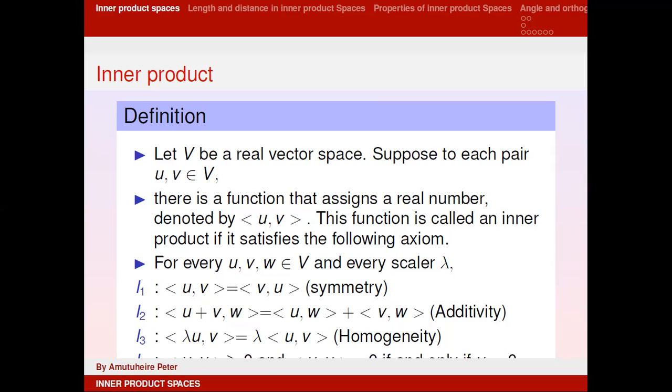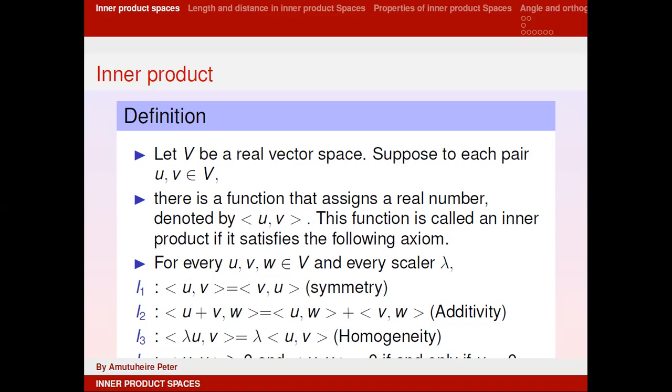We have I4. I4 on my slide is not clear, but we shall see it as we proceed. What I4 says is that the inner product is non-negative. Actually, I4 relates to the inner product of the same vector. So the inner product of v with itself is always non-negative, and if it is zero, then it means v is zero. The inner product can only be zero if we are looking at a zero vector.